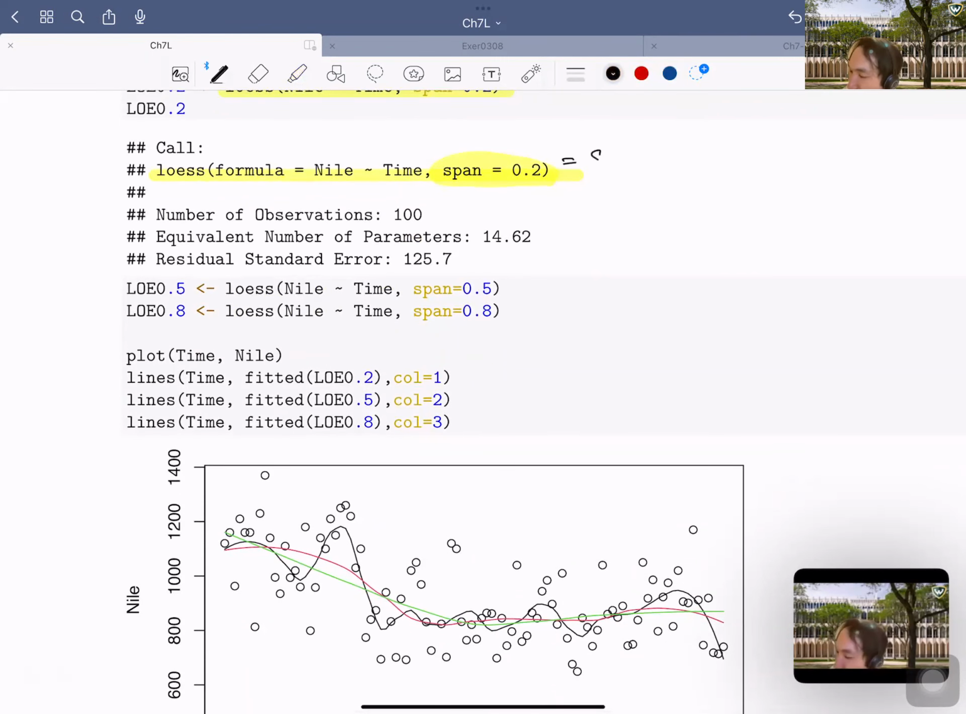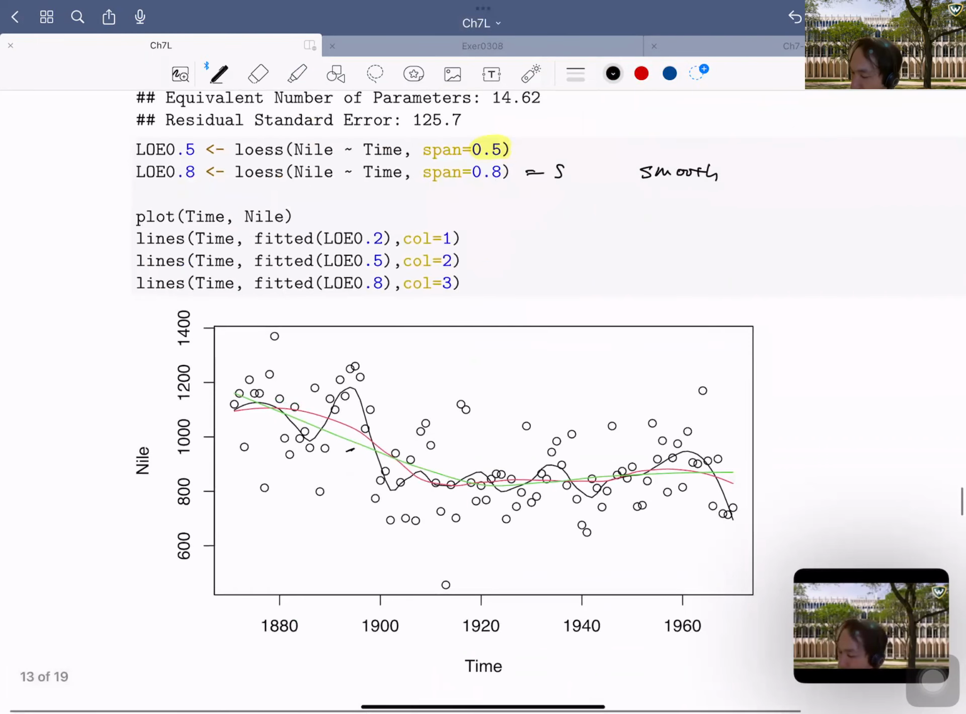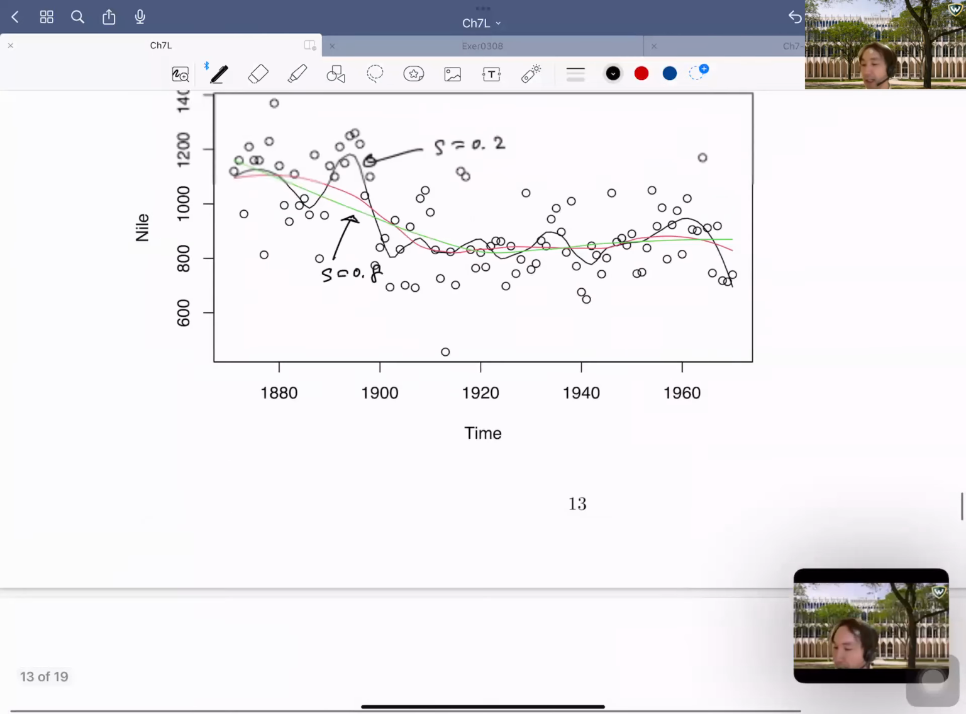And this is the so-called s in the slides. So 20% of observations are used for regression. When this number is small, the curves are more noisy and bumpy. When this number is larger, it's much smoother. So this one should be very smooth, corresponding to s equal to 0.8. And the black one, I think this is 0.2, less smooth. So that is 7.6.